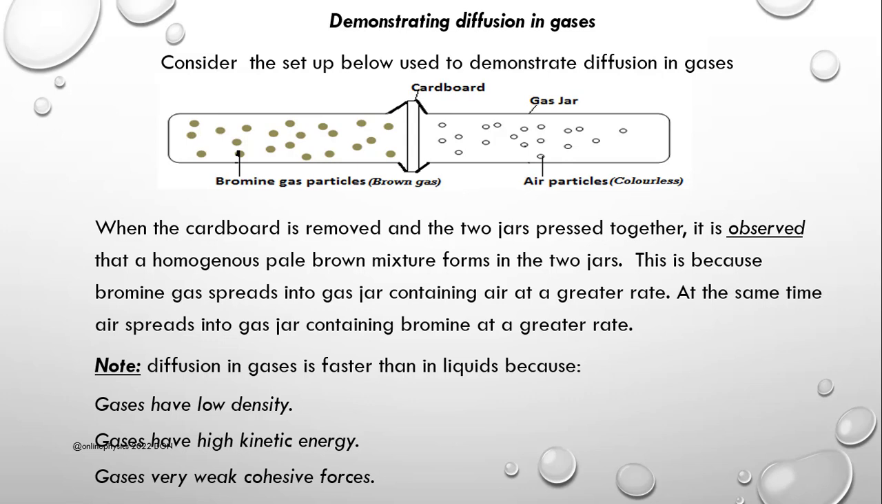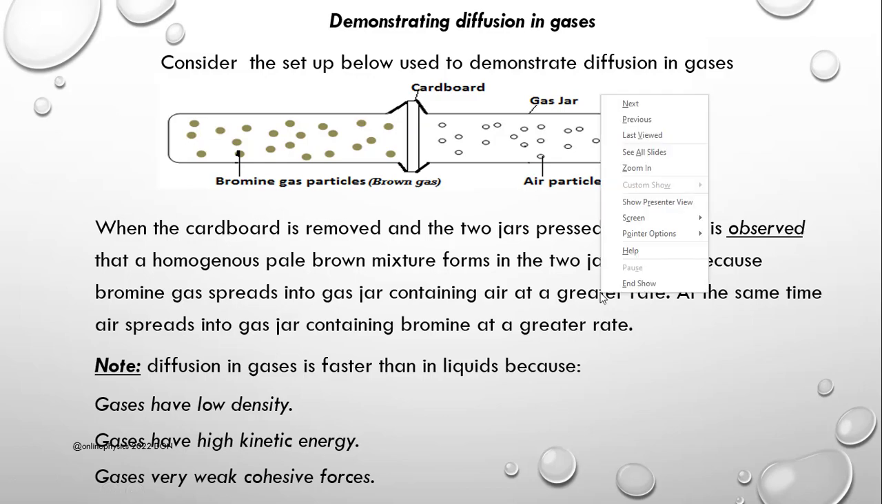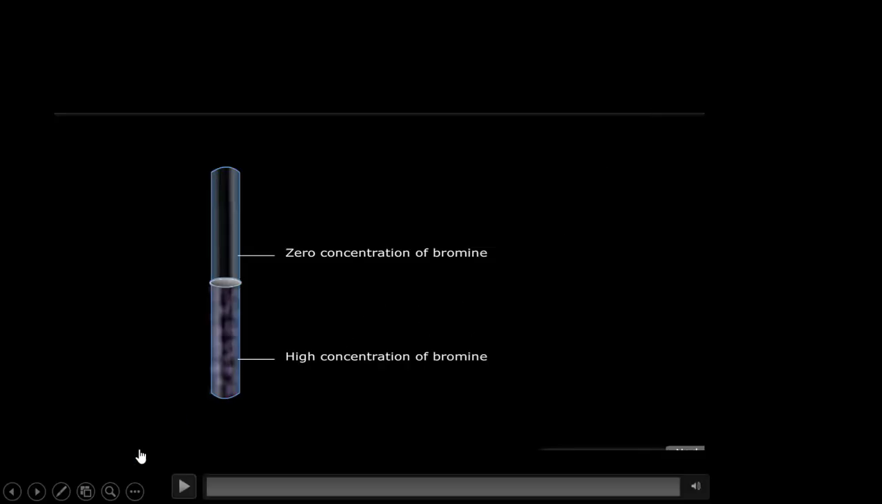The next part here, we can look at a small video to show the same experiment that we have already discussed about bromine. Look at these two tubes or glass jars. One has bromine, this lower one, and the upper one has air.